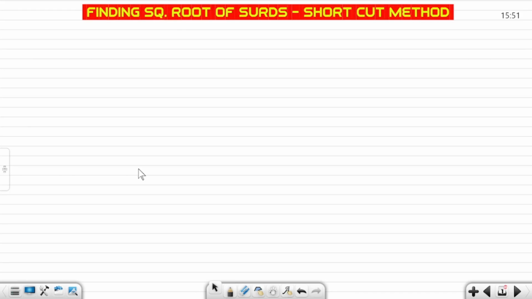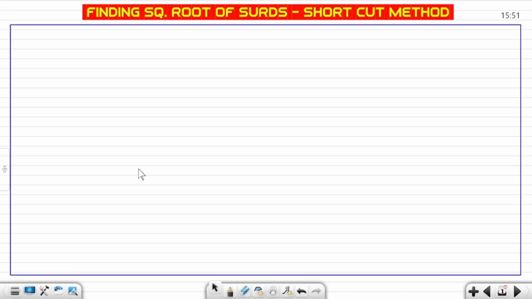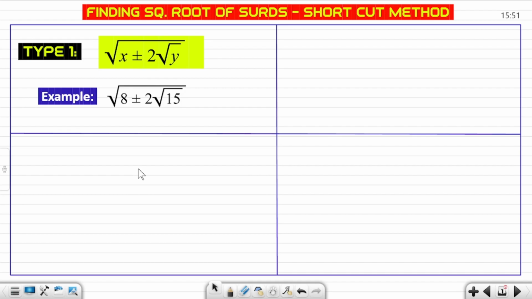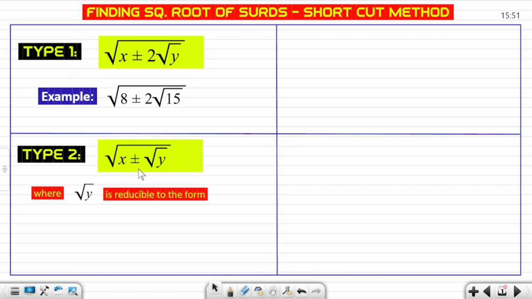We have 4 different types of surd questions that are usually asked in various competitive exams in India. Type 1 is this one: x plus or minus 2 root y. Example: 8 plus or minus 2 root 15. Type 2 is x plus or minus root y, where y is reducible to the form 2 root y. Example: 10 plus or minus root 84.